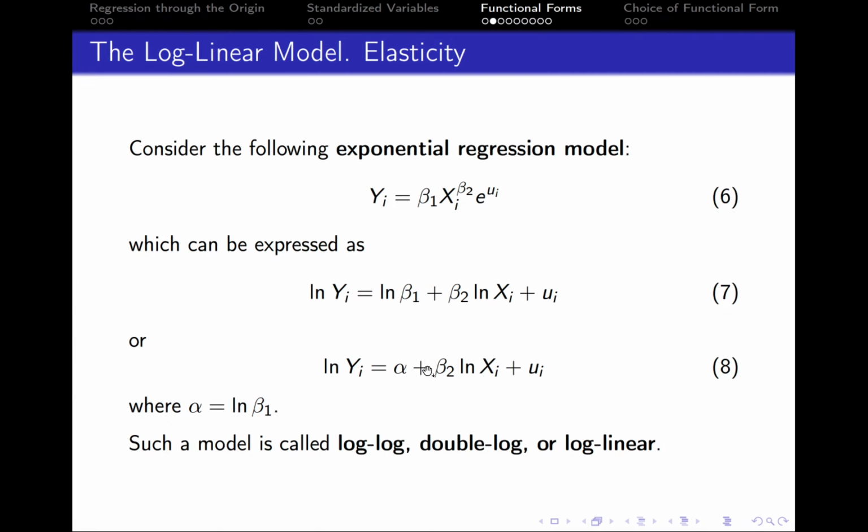Or we can do a small replacement. So instead of having ln beta 1, we can just have alpha. So ln y is equal to alpha plus beta 2 ln xi plus the error term. So such a model under number 8 or even number 7 is called a log-log model or double log model or log linear model. So this is the kind of model where both the dependent and independent variables are expressed in logarithms. So once again, a log-log or double log or log linear model is the type of model in which both the dependent and independent variables are expressed in logarithms.